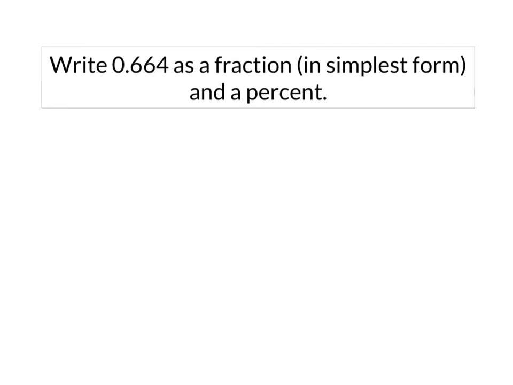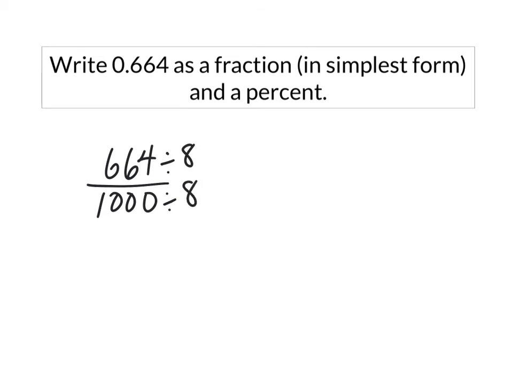Write 664 thousandths as a fraction in simplest form and a percent. So I'm going to first write what that is. So 664 thousandths, that's this fraction unsimplified. I did a little bit of work to figure out the greatest common factor. And I know I could divide by 2, but I wanted to see if there was another number that I could also use. And 8 is actually a common factor for these two numbers.